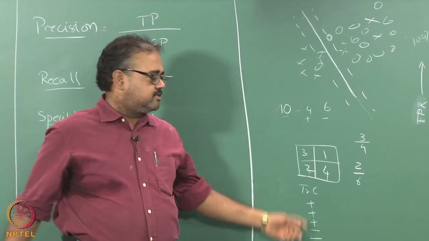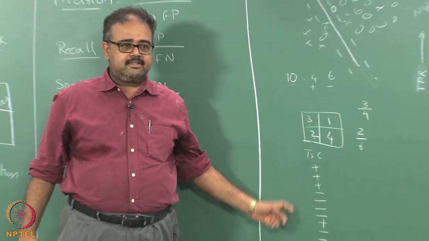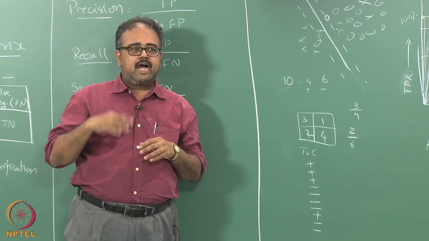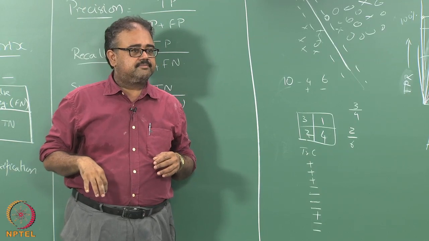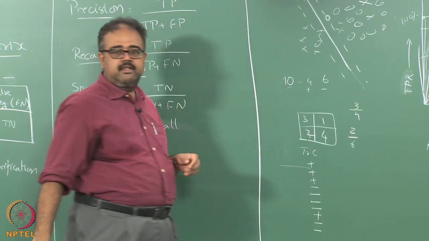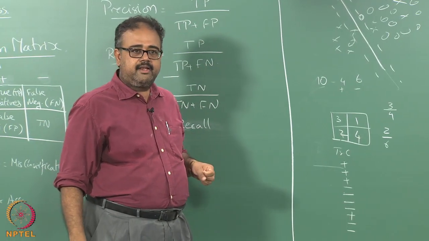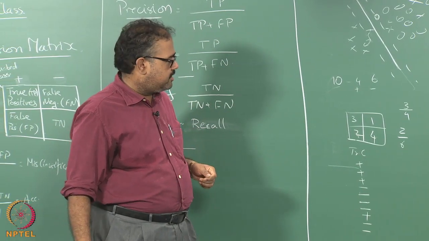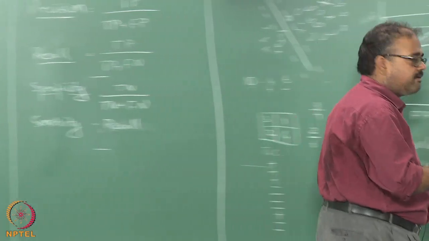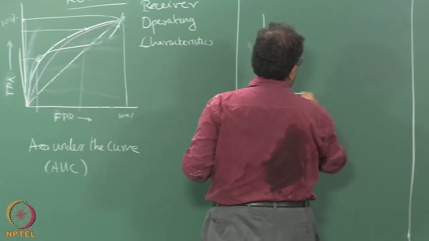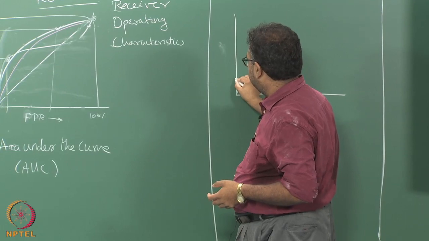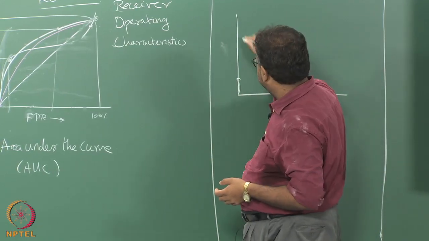This is the true class. I have arranged it in this order. Now, I choose a threshold above which I will classify a point as positive. Let us say I choose a threshold here. So, what do I get? 1/4. So, I will just go up by 1/4 here.